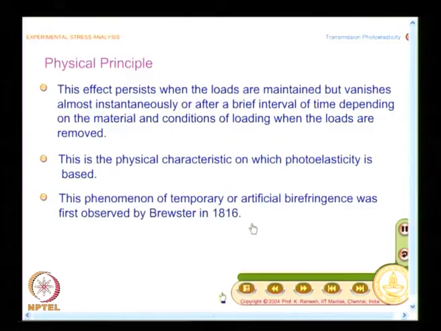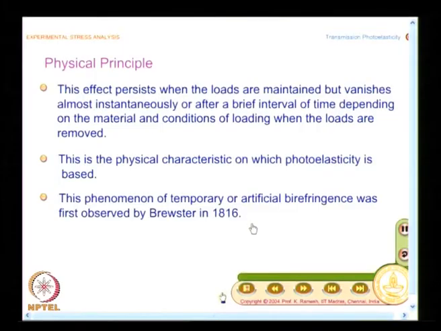So, the moment you come to photoelasticity, light is important, polarization optics is important, and you need to know what is birefringence. So, what we will now see is quickly look at what the term birefringence means, and then come back and see the development, how photoelasticity is using this concept.